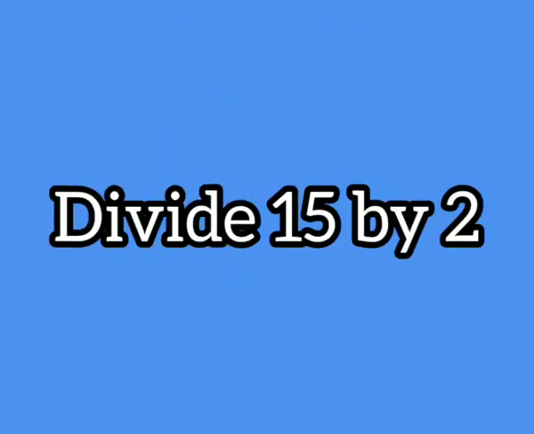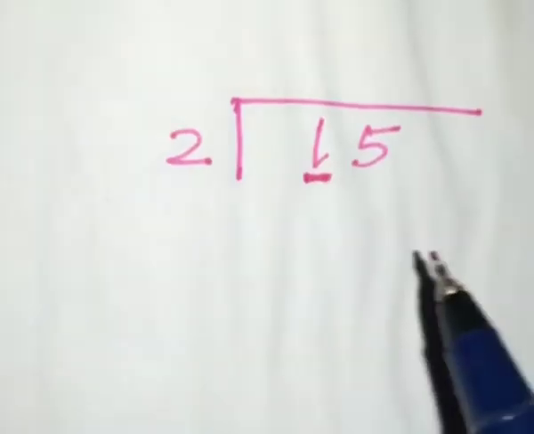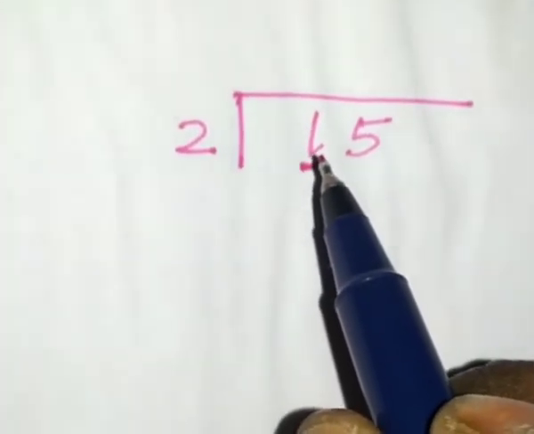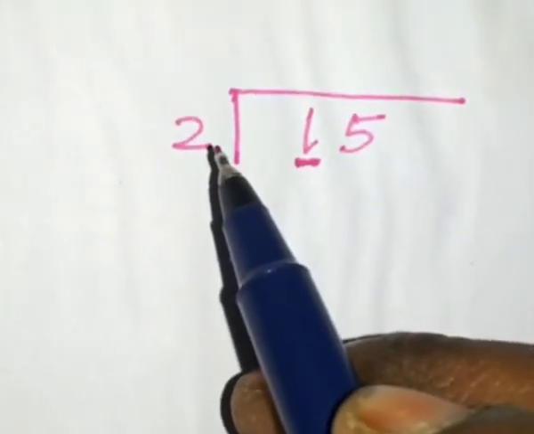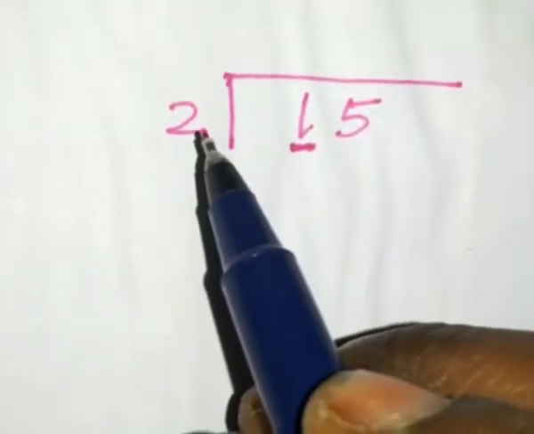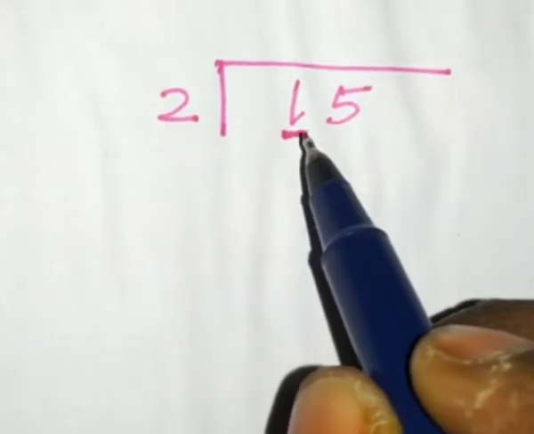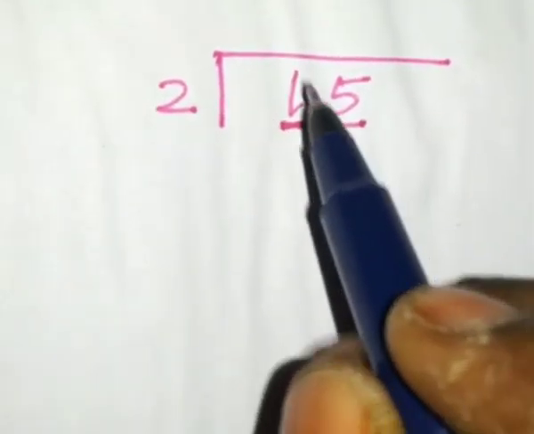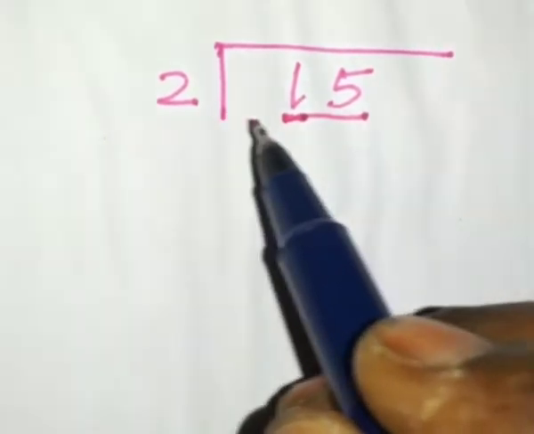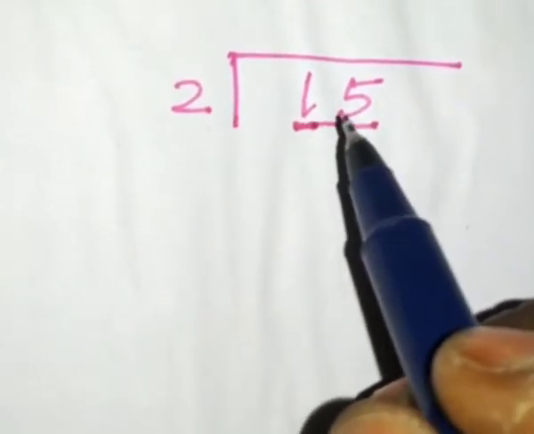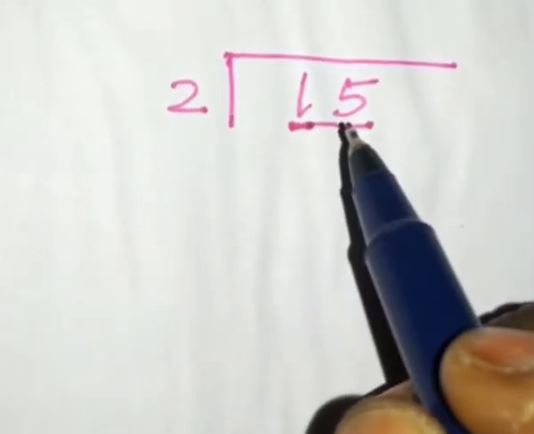Let me see the next problem. Divide 15 by 2. First you have to check the first number, 1. Is 1 greater than 2 or less than 2? Less than 2. So you cannot divide 1 by 2. So you have to consider two numbers. Now check, is 15 greater than 2 or less than 2? Greater than 2. So you have to say the 2 table until you get 15.